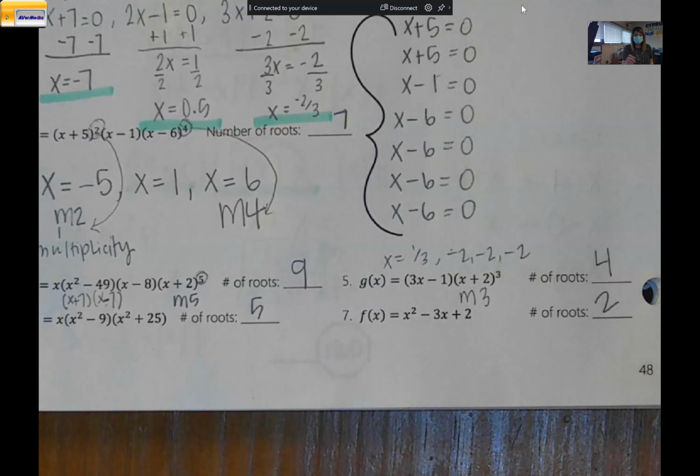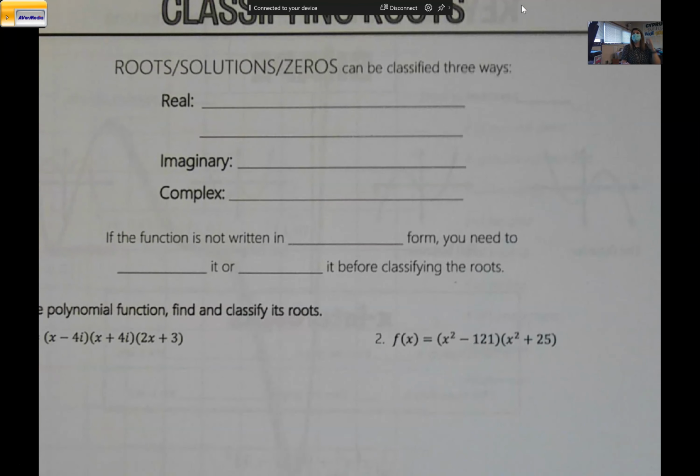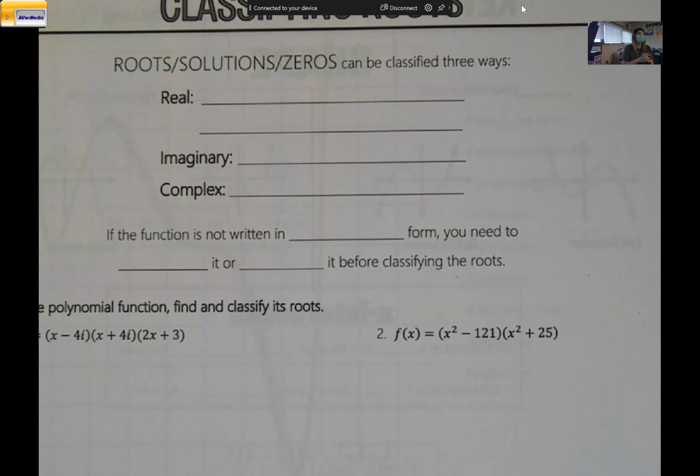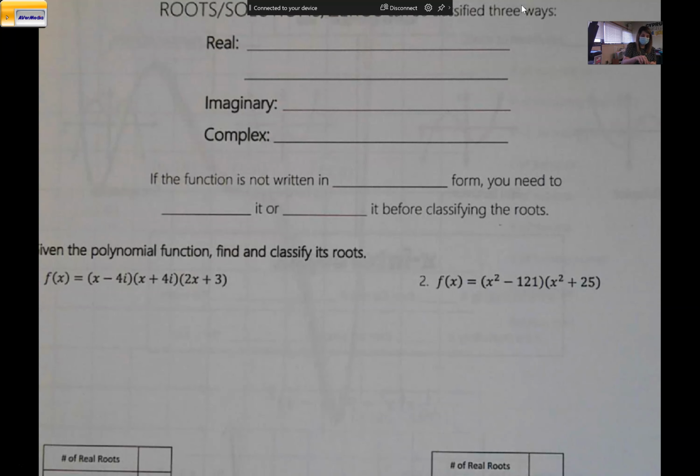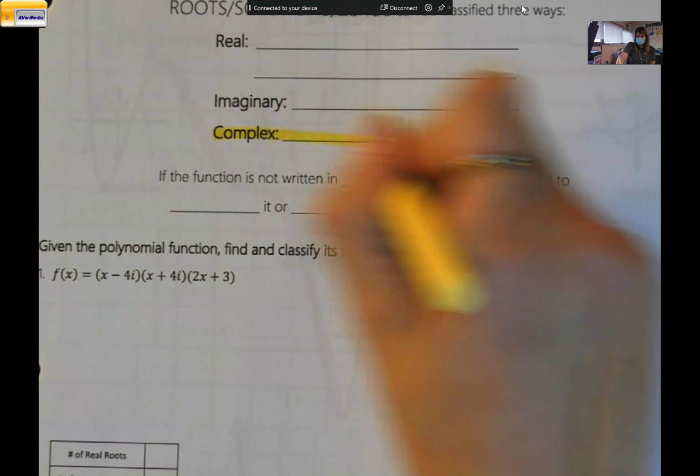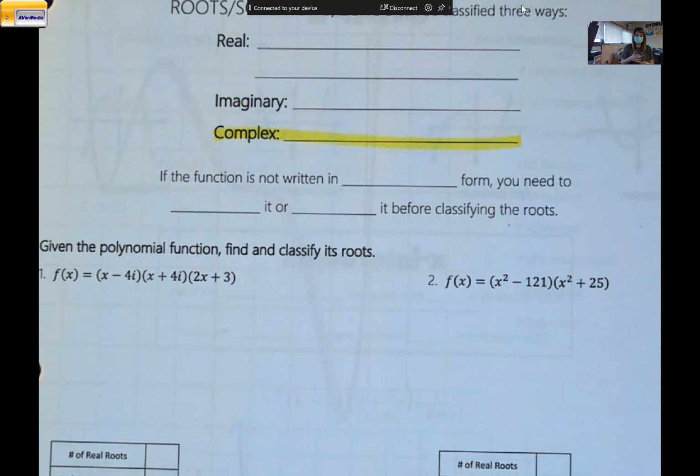Okay. Now the next page is where things get slightly complicated. So we turn the page. Classifying roots. Now that we can tell how many roots a polynomial has, we have to decide: are they real, imaginary, or complex? If you have highlighters, highlight this. You start at the complex roots. You start here.